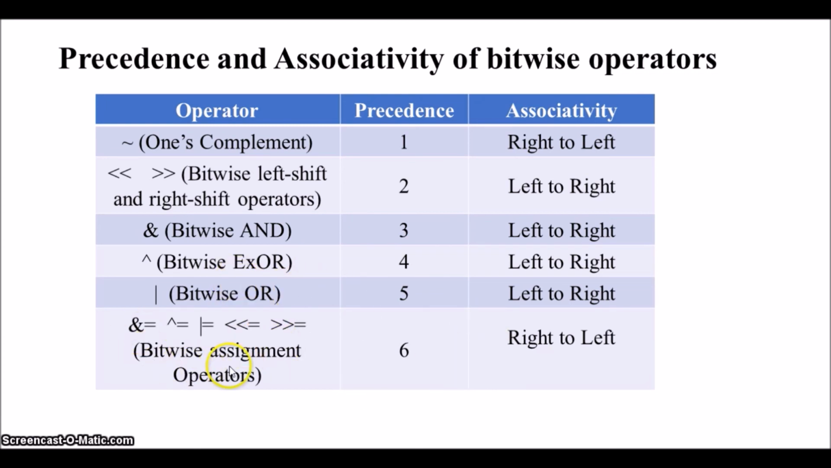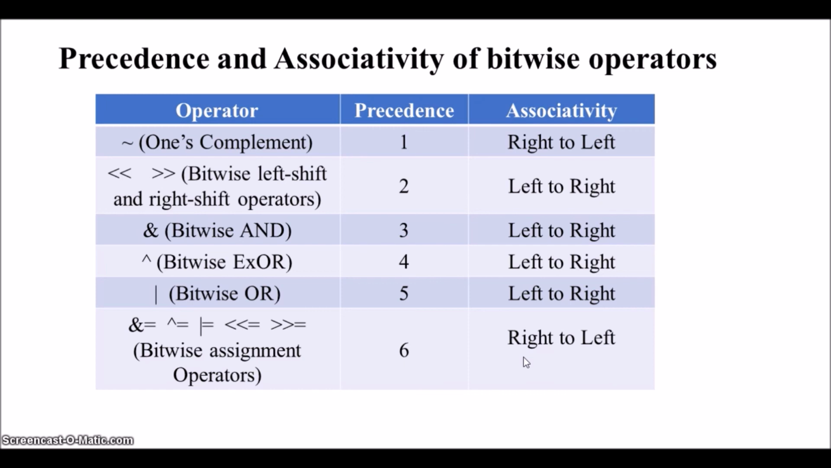And again there are bitwise assignment operators. In assignment operators we have seen the shorthand assignment operator. In the same way we can also apply these assignment operators to bitwise operators. So that can be applied to bitwise AND, bitwise XOR, bitwise OR, left shift and right shift operators. And the precedence for this is the last, precedence 6, and its associativity is from right to left.